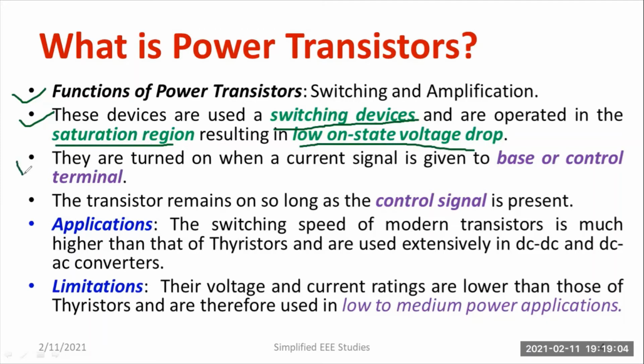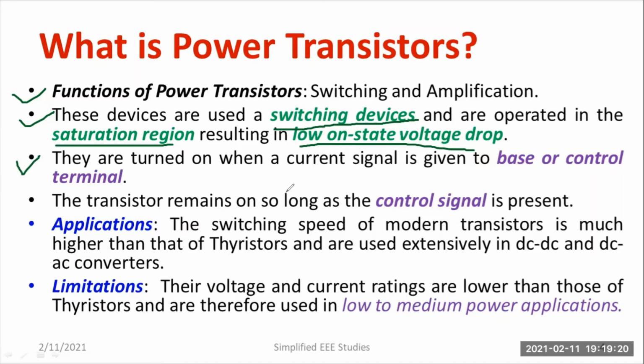And it's a controlled device. If I talk about the MOSFET, we have to provide a continuous gating voltage. A gating pulse has to be given. If I talk about the power BJT, I need to provide a continuous base current.